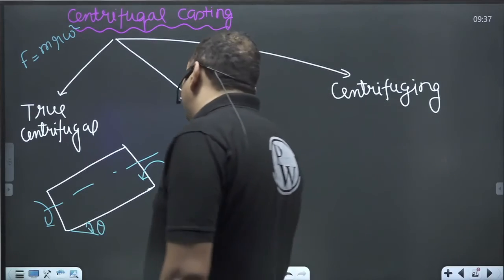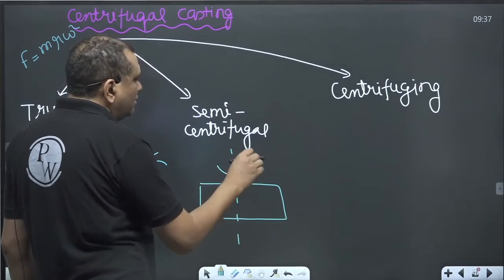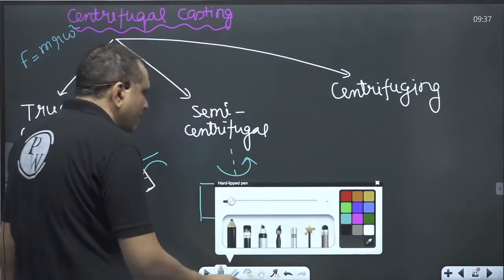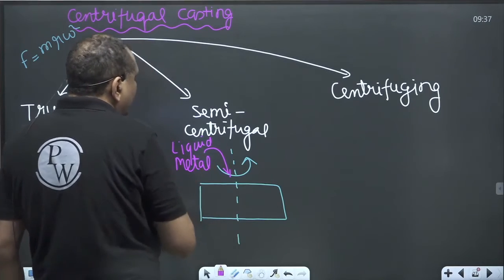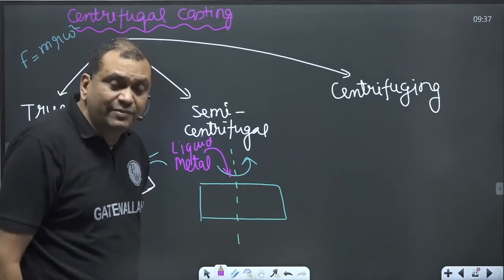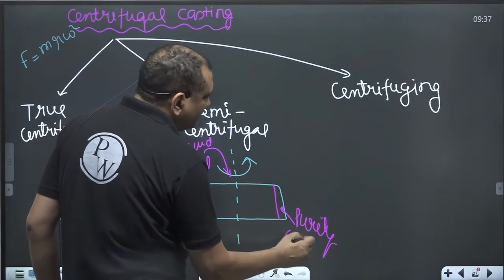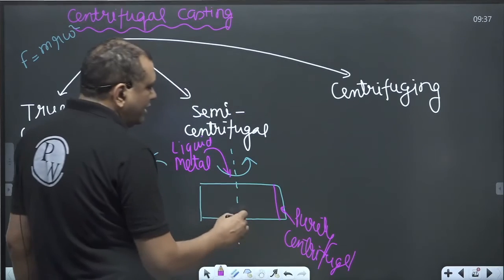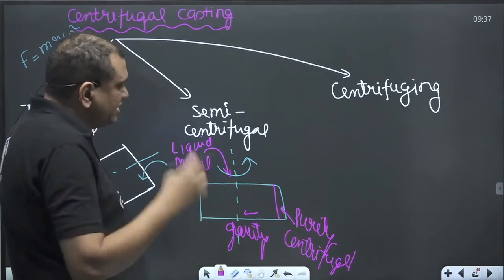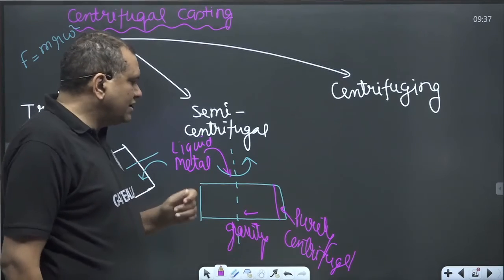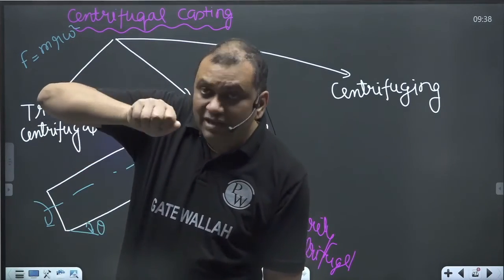Now, semi-centrifugal casting: there is a mold cavity kept in the horizontal plane and we are rotating it along the vertical axis. We are pouring the liquid metal from the center. Why is it called semi? Because this portion will be filled by purely centrifugal action, and towards the center, the gravity component will increase. The mold is in the horizontal plane, rotated, and we pour the liquid metal from the center. Semi-centrifugal.